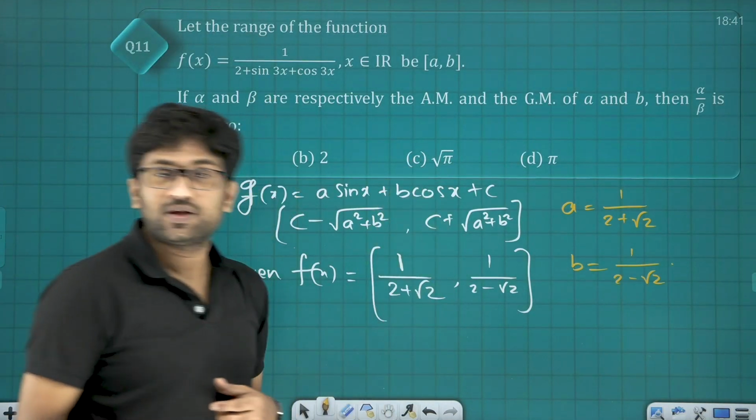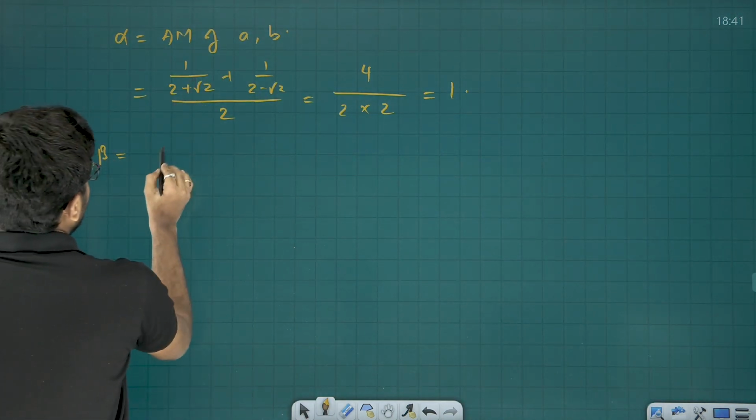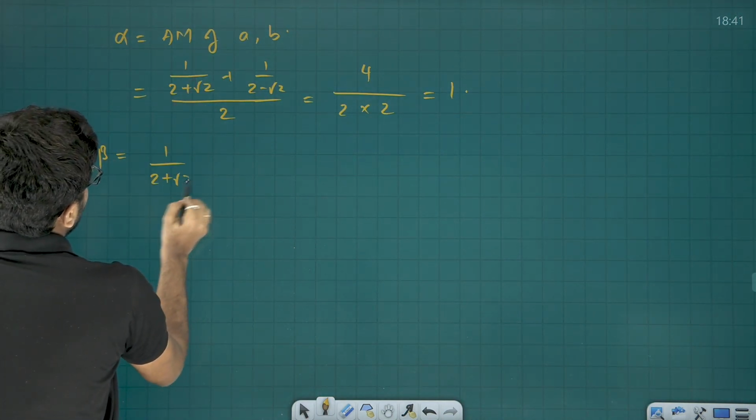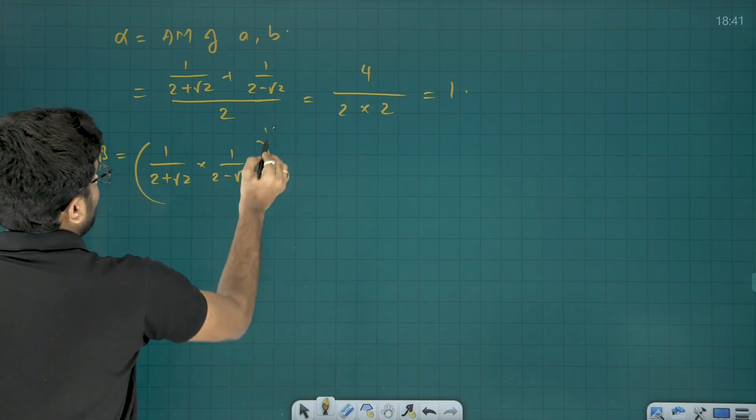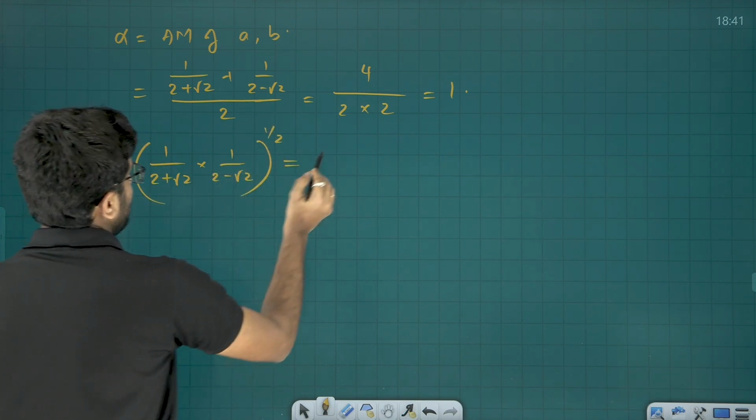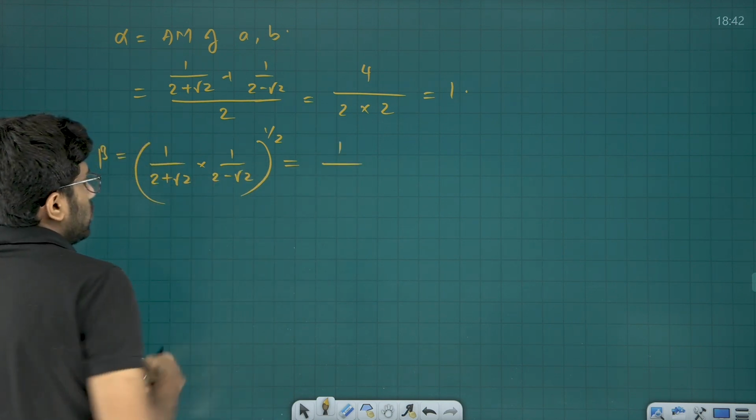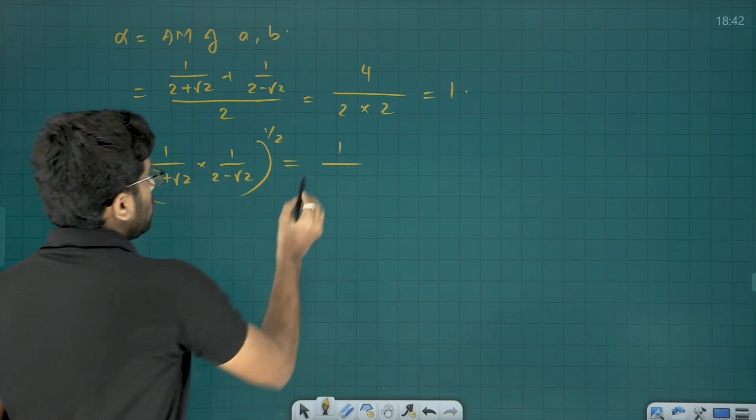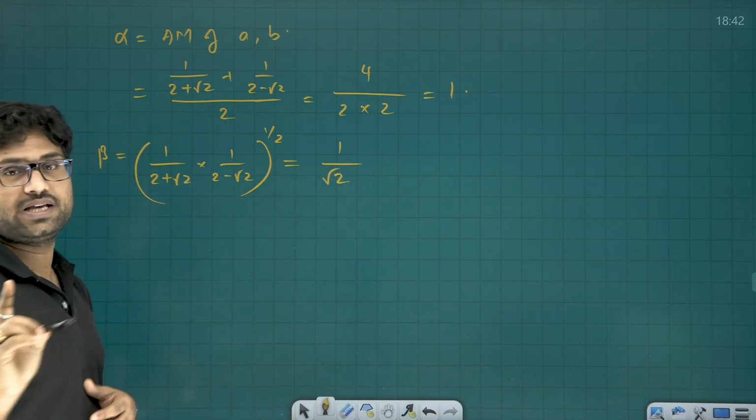Now, what is beta? Beta is the GM. The GM formula is, friends, root AB, that is (1 by 2 plus root 2) into (1 by 2 minus root 2) whole power 1 by 2. So that is 1 by (2 plus root 2) into (2 minus root 2), which is 4 minus 2, which is 2. 1 by 2 whole power 1 by 2 is 1 by root 2. So alpha is 1, beta is 1 by root 2.